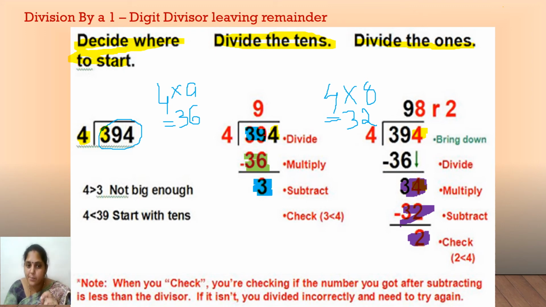This is your process. Note, when you check, you are checking if the number you got after subtracting is less than the divisor. If not, your division is not correctly done. You have to check whether the remainder is less than the divisor, and only then proceed. If not, the division you are doing is not correct.